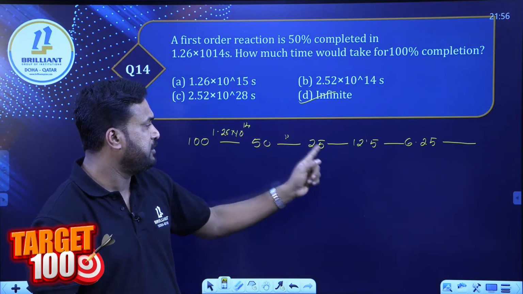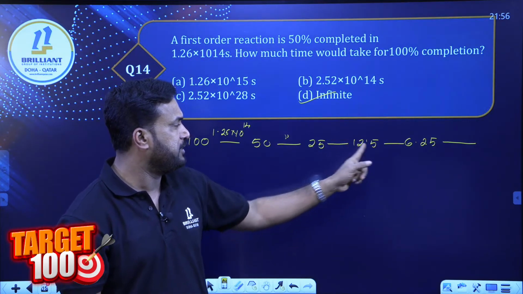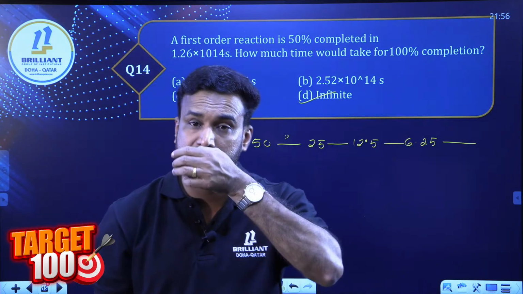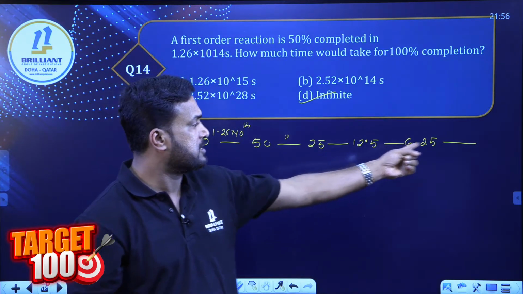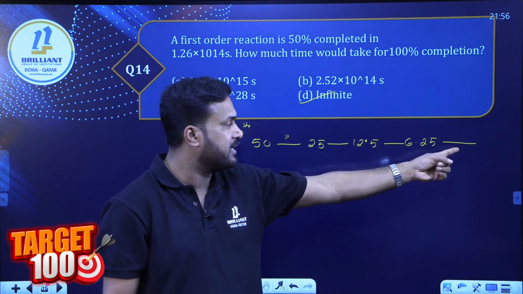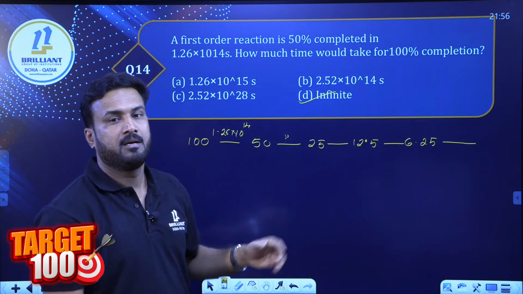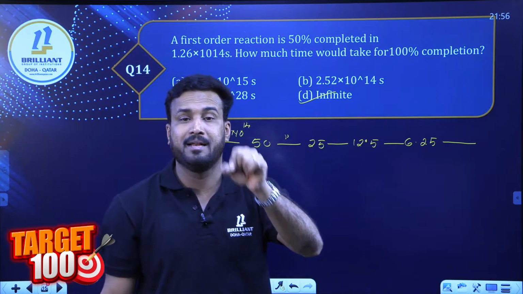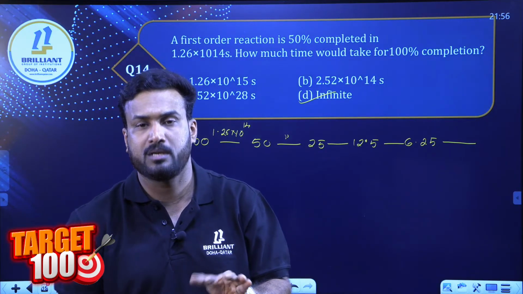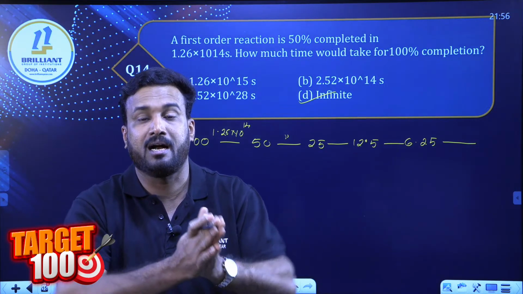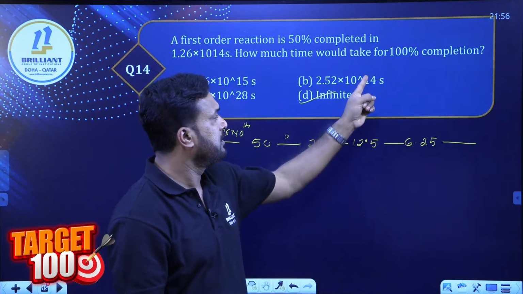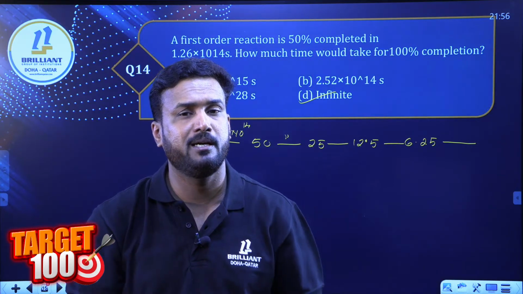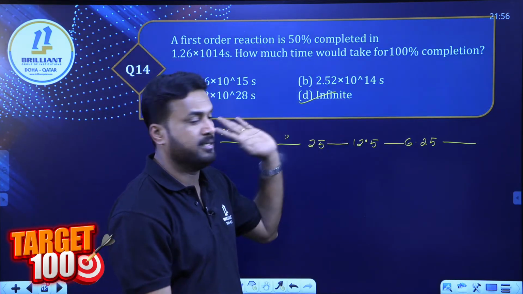100 to 50 the same, 50 to 25 the same time, 25 to 12.5 the same time, then 12.5 to 6.25 the same time, and again half of 6.25, then it will keep decreasing. So 100% if they are giving, it's impossible. 99.99 we can find out, that is an approximation, we can do that. 100% means it is infinite. Always keep that in mind. That's why in the reader we have a question for 99.99%, but 100% always means infinite.